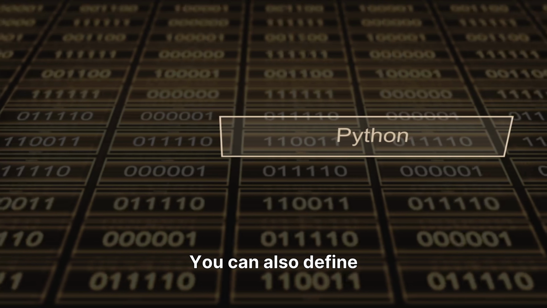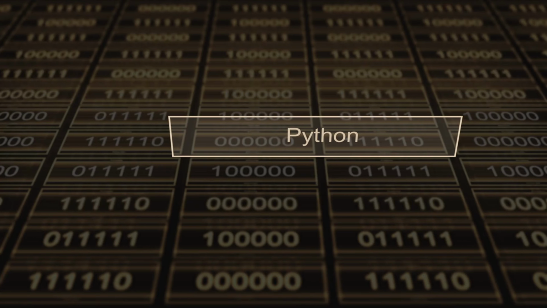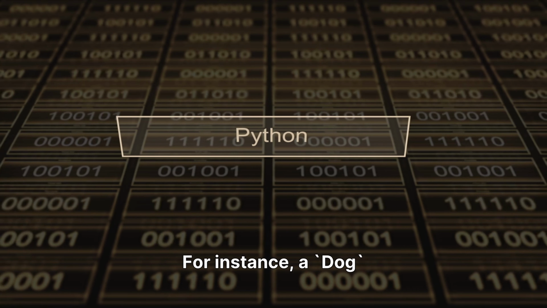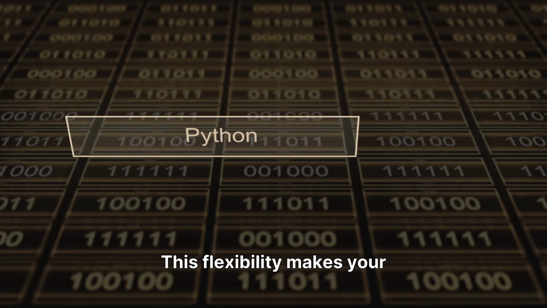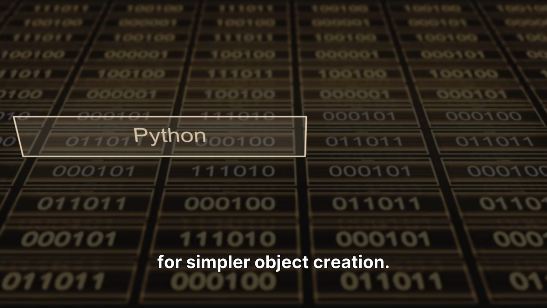You can also define default parameters in __init__, providing fallback values if arguments aren't explicitly given. For instance, a dog class might have a default breed of mixed. This flexibility makes your classes more robust, allowing for simpler object creation.